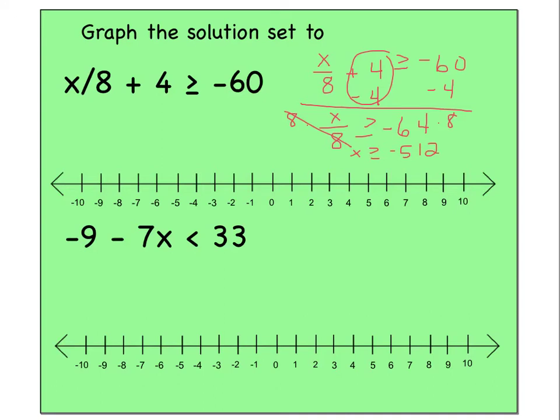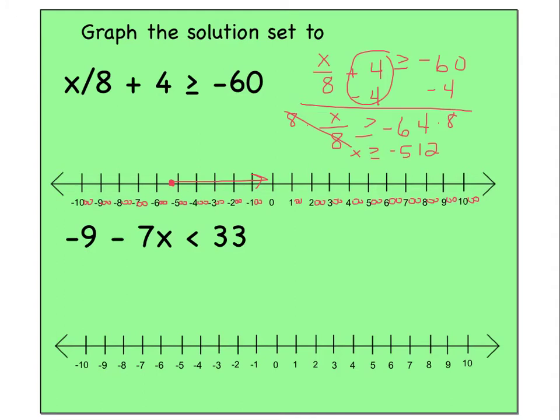And since that's not on there, what I'm going to do is I'm going to just make these go by hundreds, so that it will fit on there. Okay, and negative 512, it's going to be about right here. It's going to be a closed circle. And the ones that are greater than are going to go to the right.